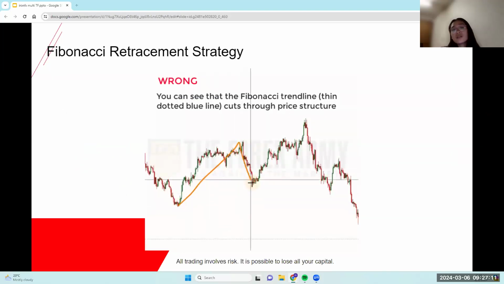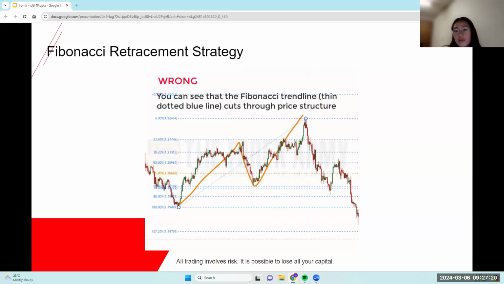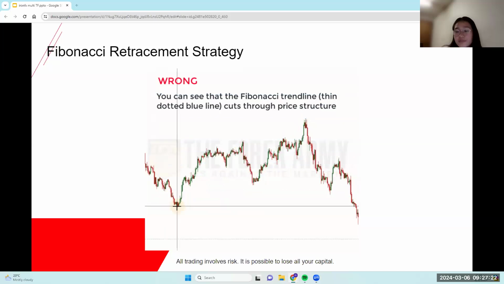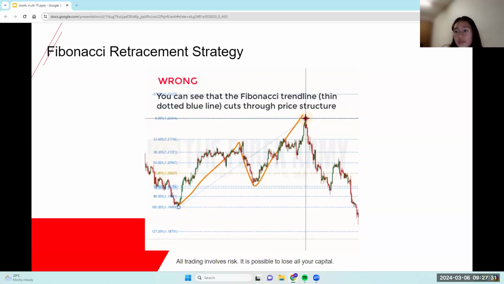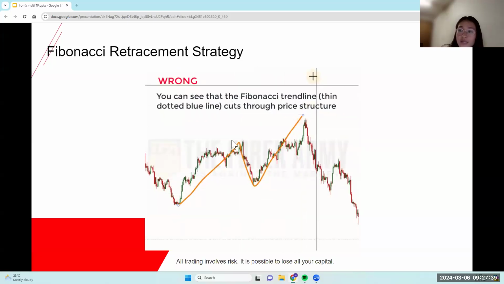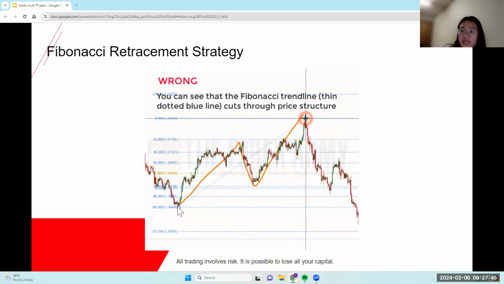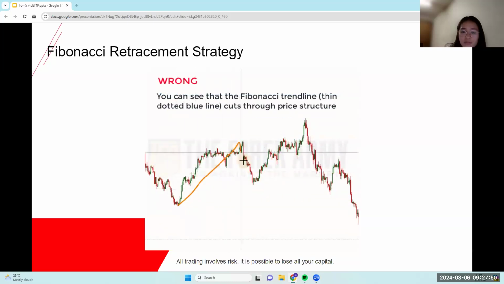Okay, so now if we're looking at a Fibonacci retracement strategy, you should remember that your Fibonacci trend line must follow price structure clearly. Even though the trend line can deviate from price structure, it shouldn't deviate too much. In the example that you see here in this GIF, the line that's been drawn, this orange line, is basically the shape of price structure, but our Fibonacci trend line cuts through the entire shape. So this is something that we want to avoid.